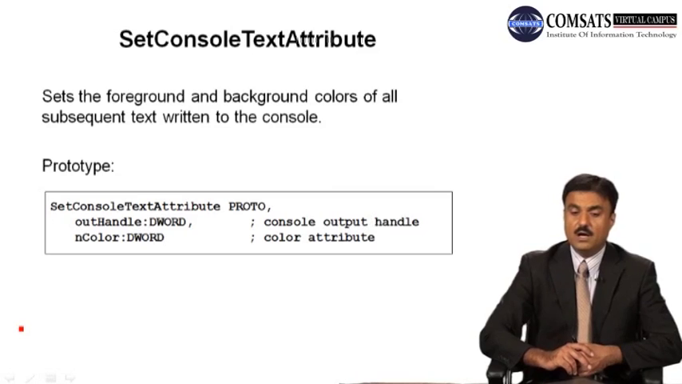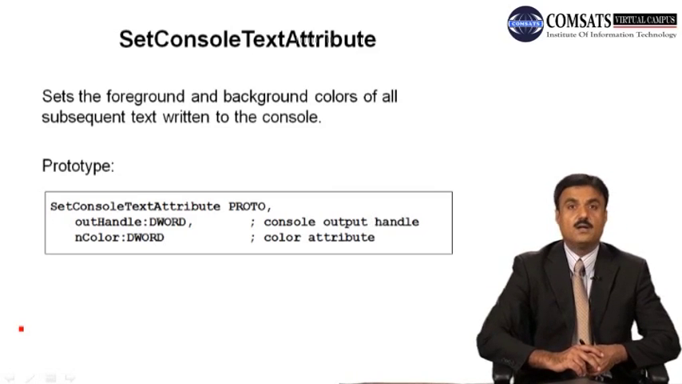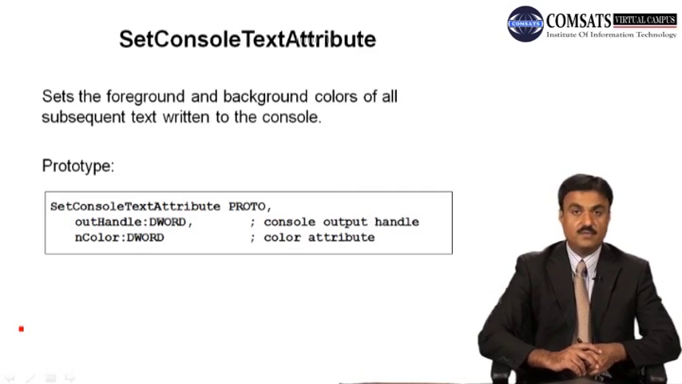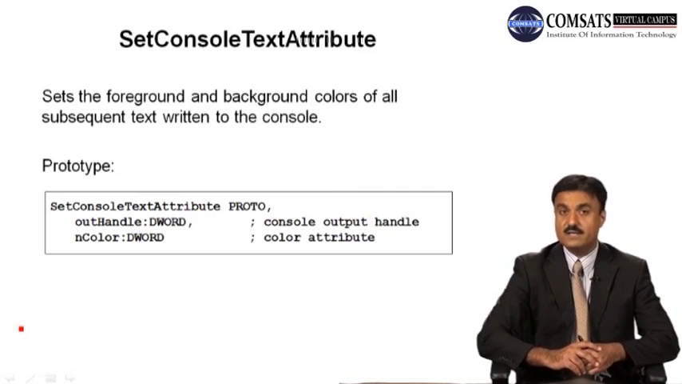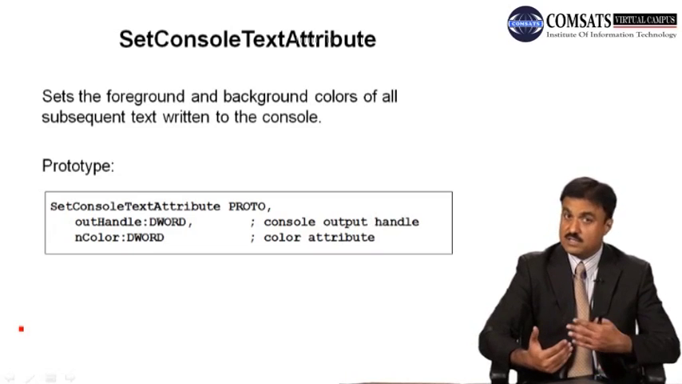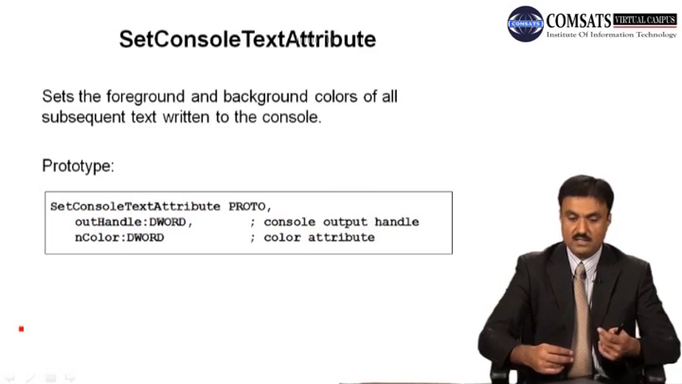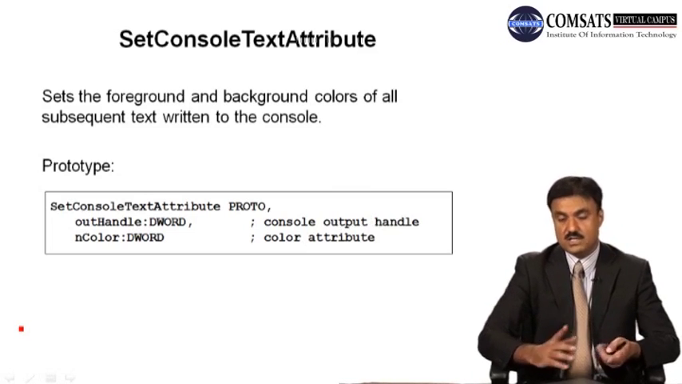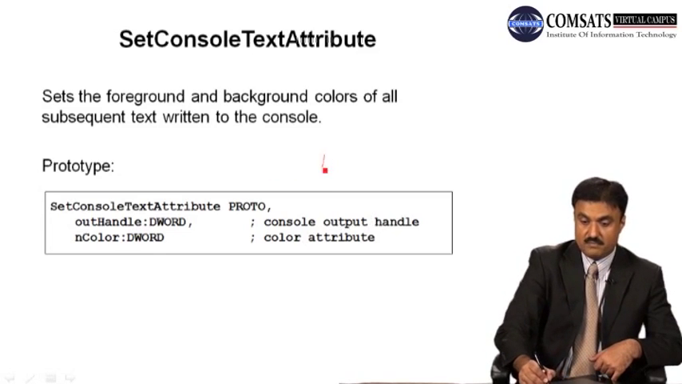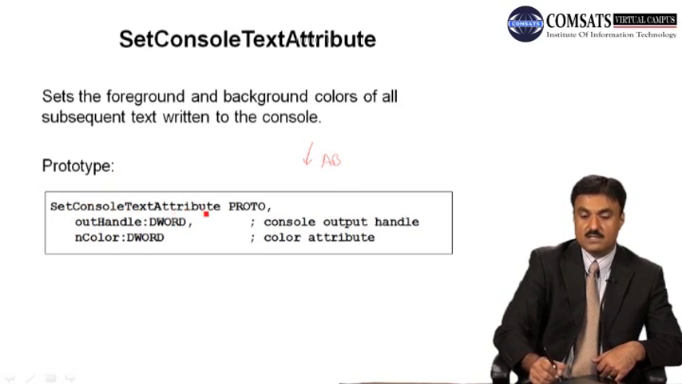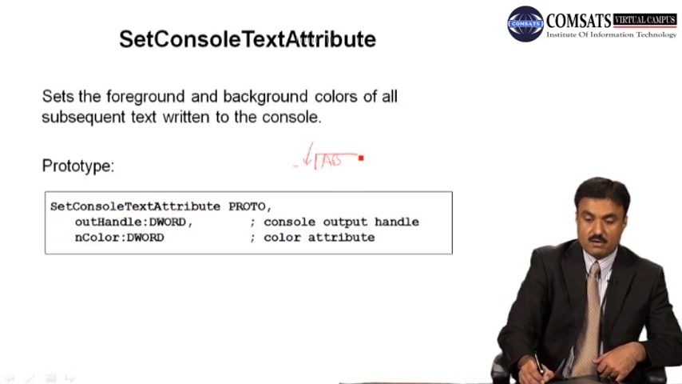After that we have the set console text attribute. This is one of the functions that deals with how you can set the foreground and background colors of the text that will be written on the console. Means once you set it, and then if you write something, the colors will be applied as you define them here. For example, if you write ABC, and before writing ABC you set some foreground and background colors by using the set console text attribute, then they will be applied here.